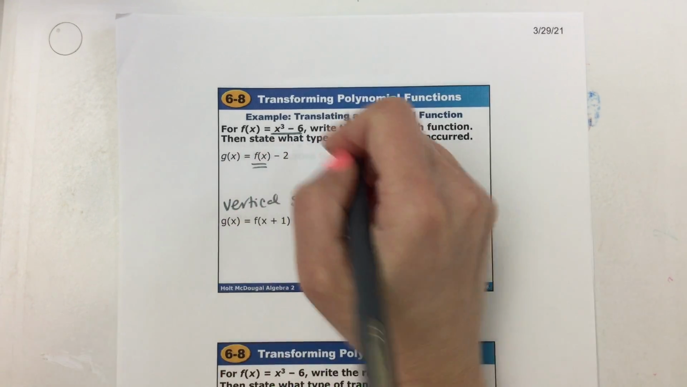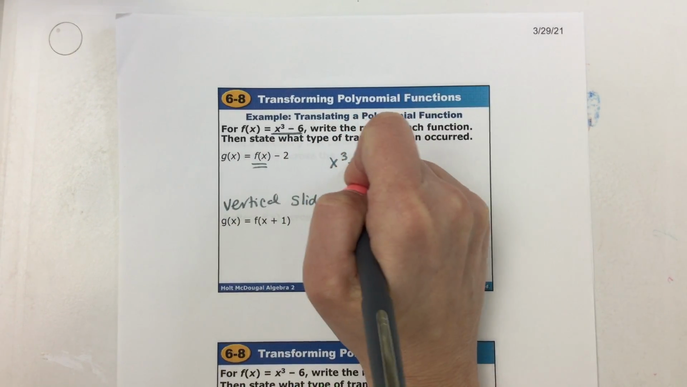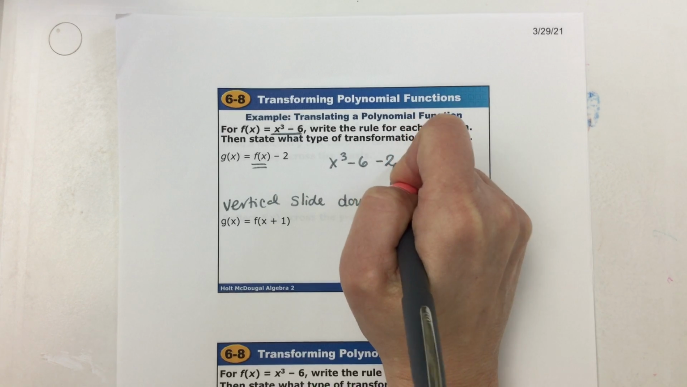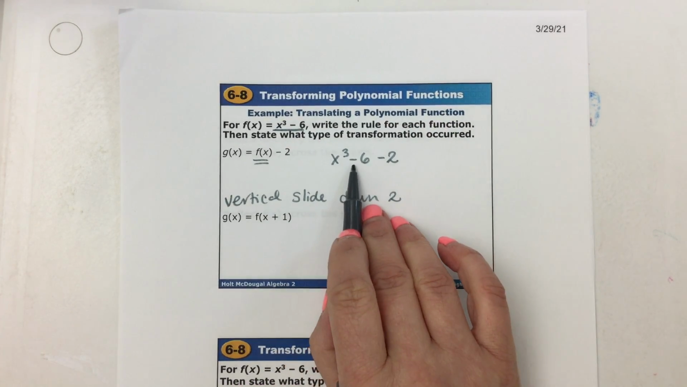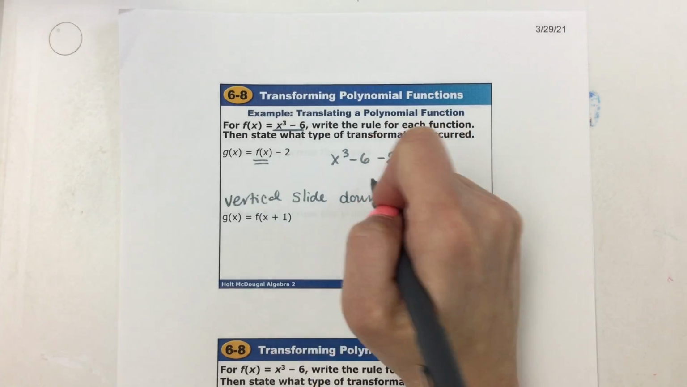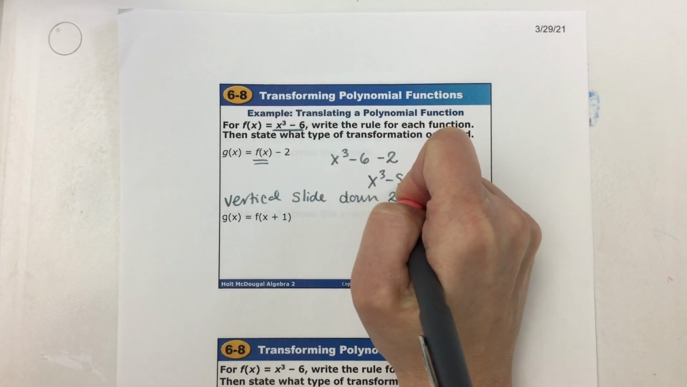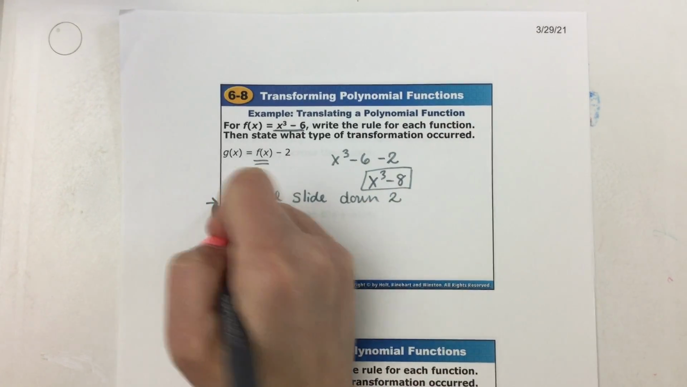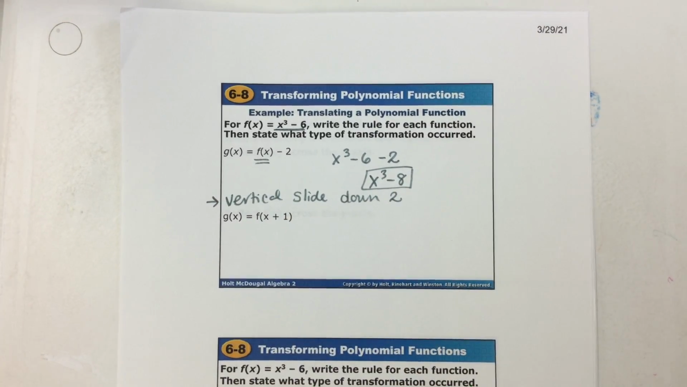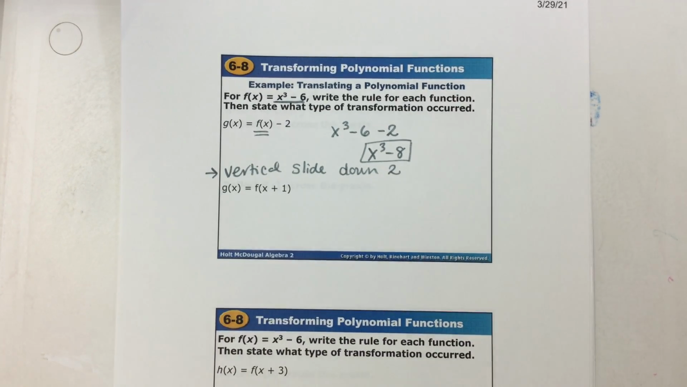So here I will rewrite the f of x function. Now I will minus 2 to the end of it. So what I need to do now is just combine like terms. Negative 6 and a negative 2 can be combined to make negative 8. Here is my new rule. This is what we did with the original function. Okay.